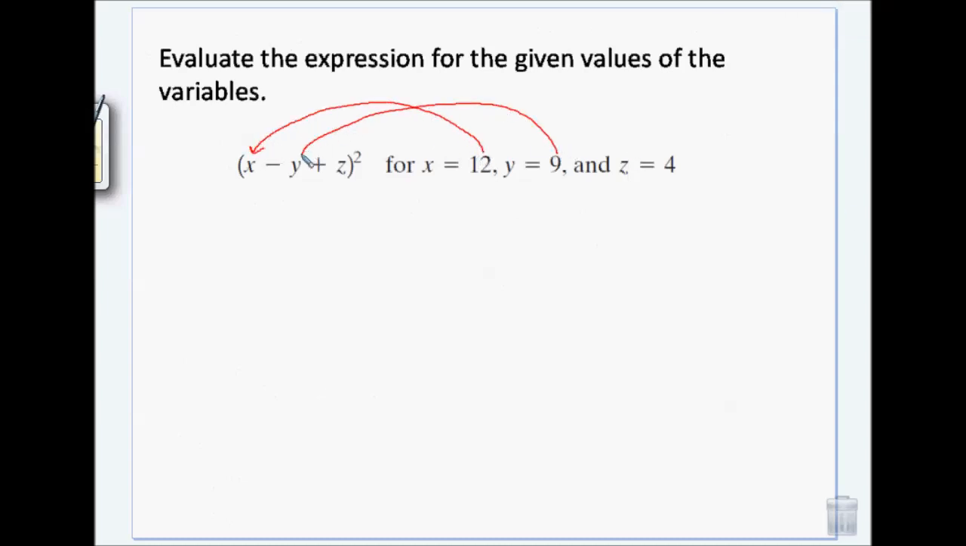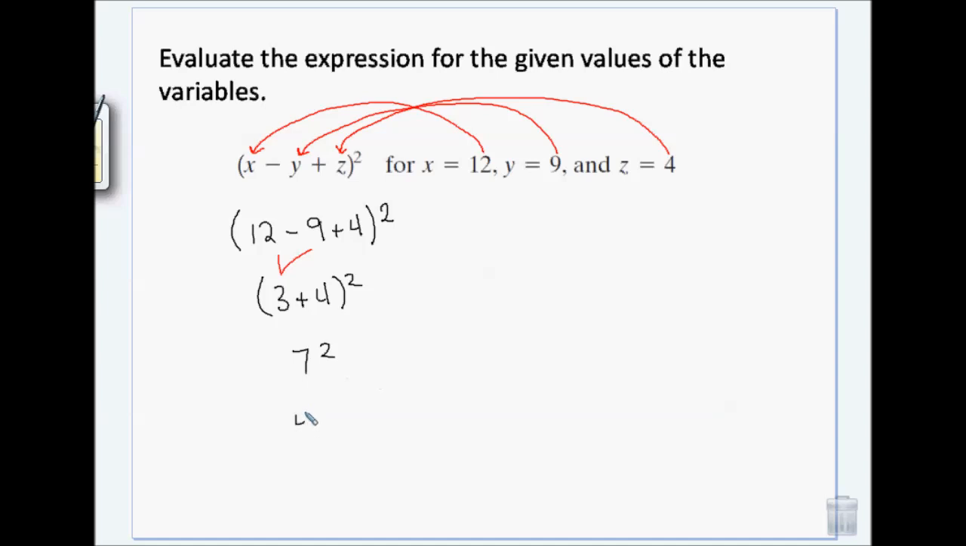X is 12, Y is 9, Z is 4. So what I'm going to have is 12 minus 9 plus 4 squared. So that'll be 3 plus 4 squared, which gives me 7 squared, which gives me 49.